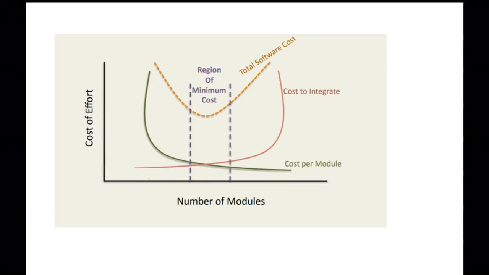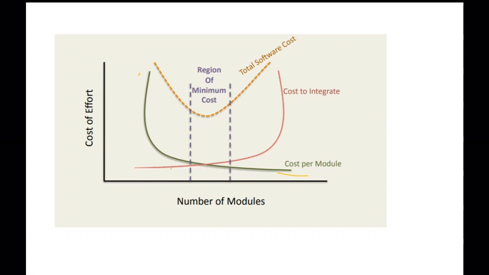So if you see the green line here, when we have a small number of modules, the cost is high, while as the number of modules grows, the cost per module goes low. So that's good news. Does it mean that I can have as many modules as I wish? Can I have 70,000 modules in a software? Let's see.